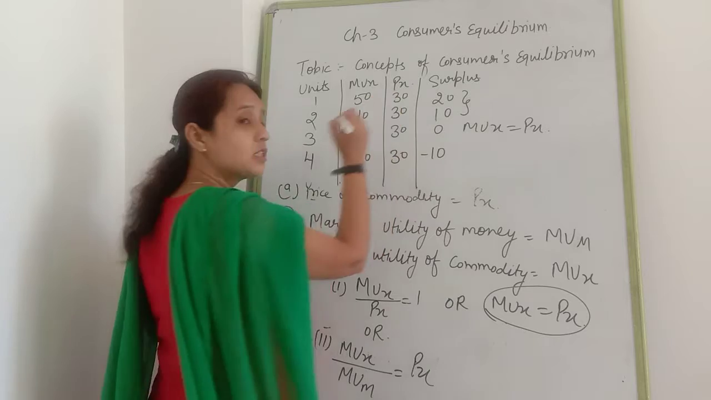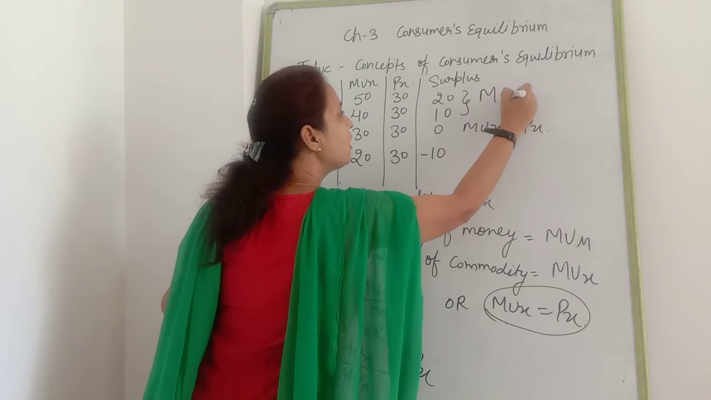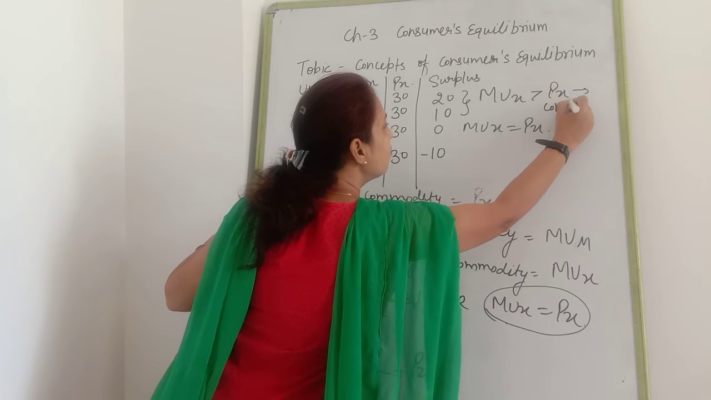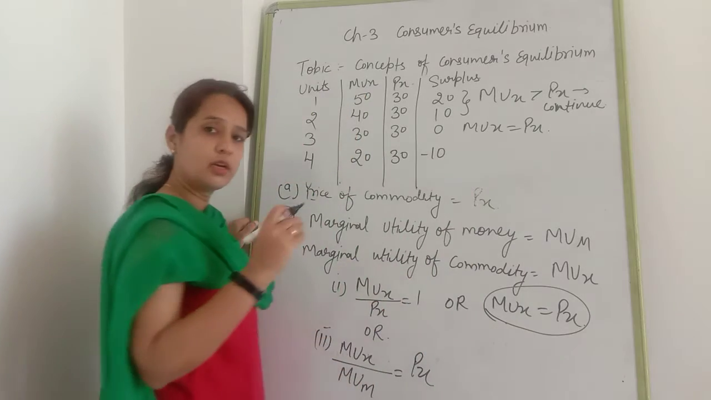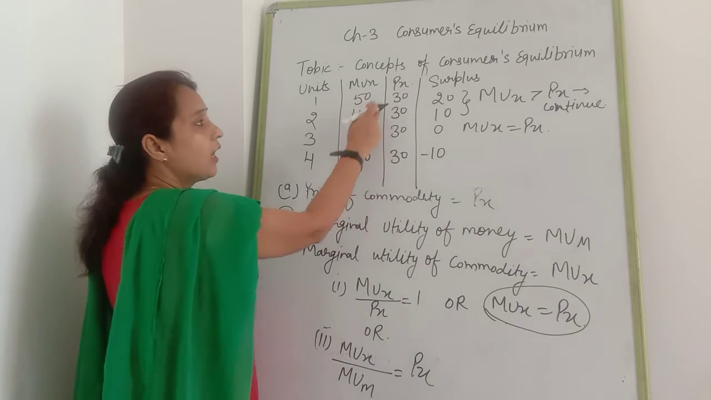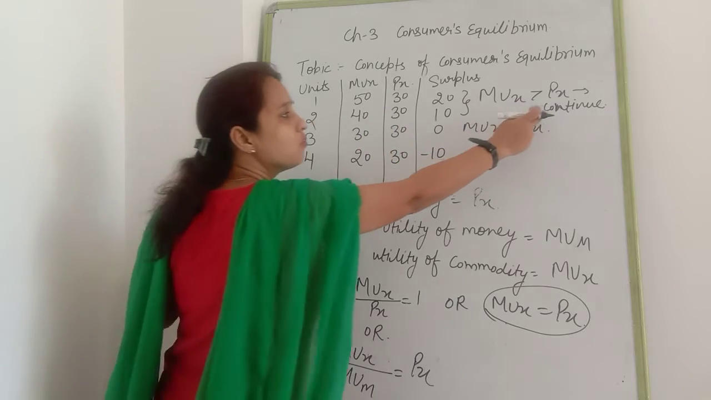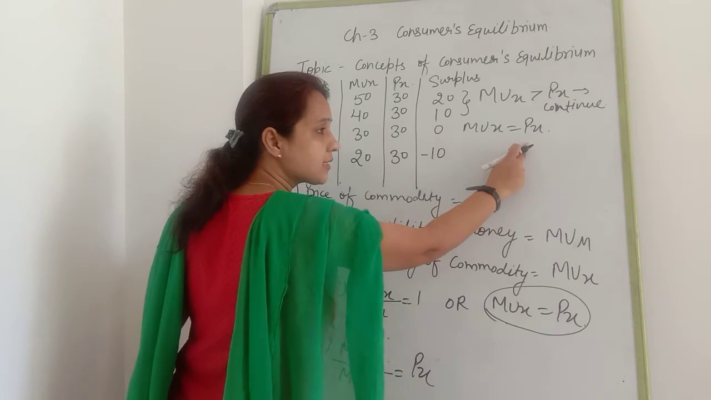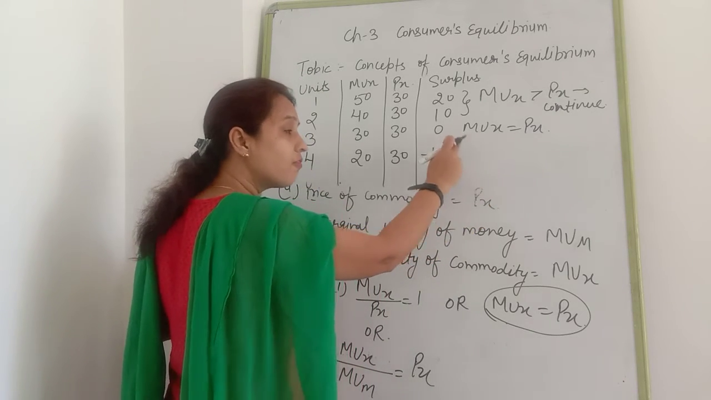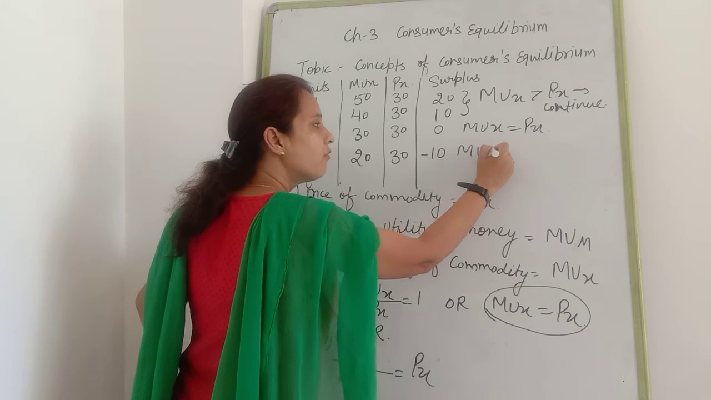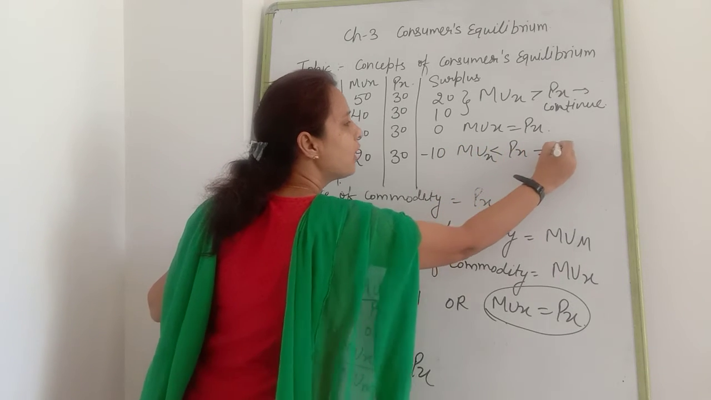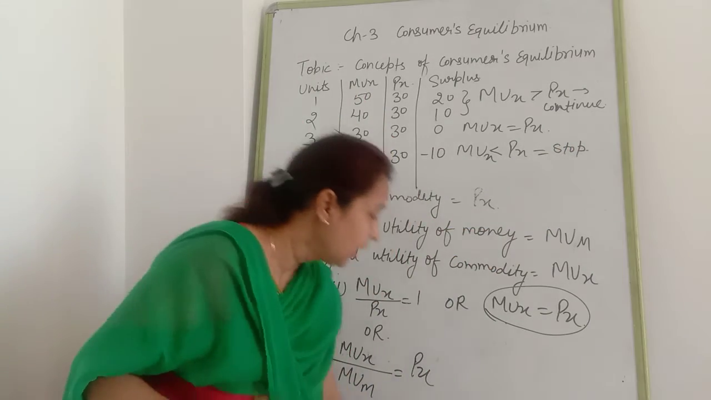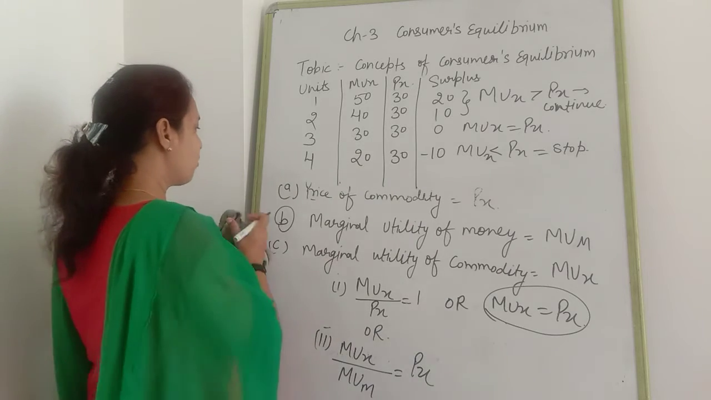So what is the moral of this story? When MUX is greater than PX, definitely the consumer continues his consumption. If MUX equals PX, that will be the maximum satisfaction. After this point, the consumer stops consumption. The consumer never consumes any more commodities. Clear? Let me explain this with a diagram also.